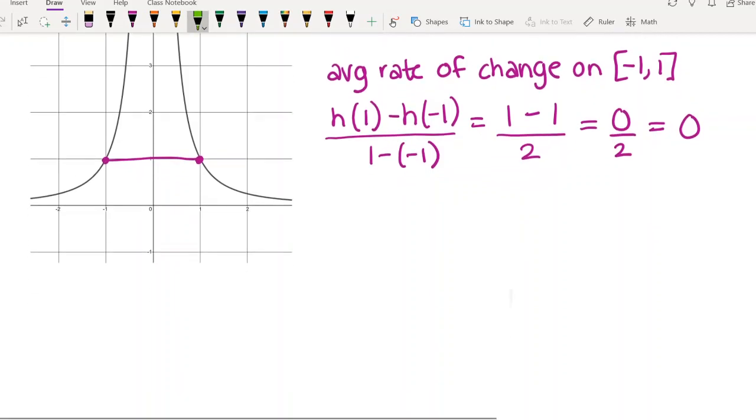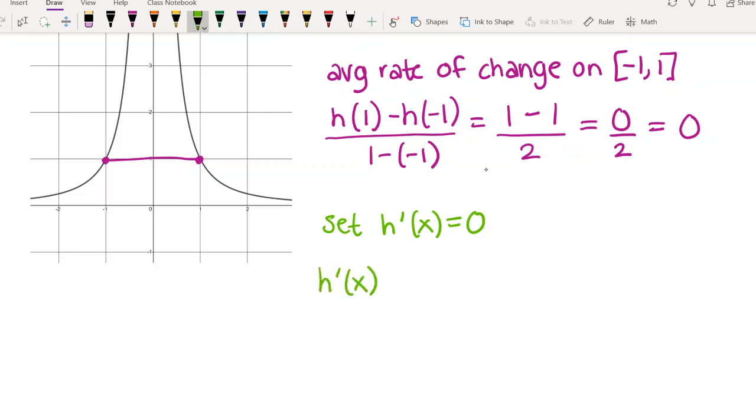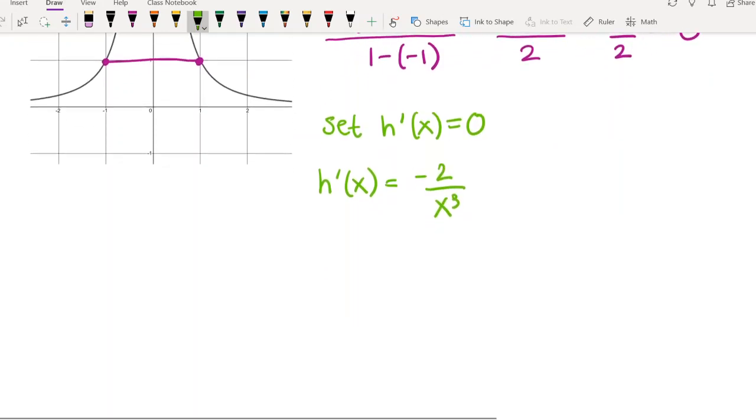But let's see what happens when we try to set our derivative equal to 0. We already found in the previous question that h prime of x was equal to negative 2 over x cubed. So if we try to set negative 2 over x cubed equal to 0, that has no solution, right? Because the only way a fraction can be equal to 0 is when its numerator equals 0. And because this fraction has a numerator of negative 2, there's just no way it's ever going to equal 0. So this has no solution.